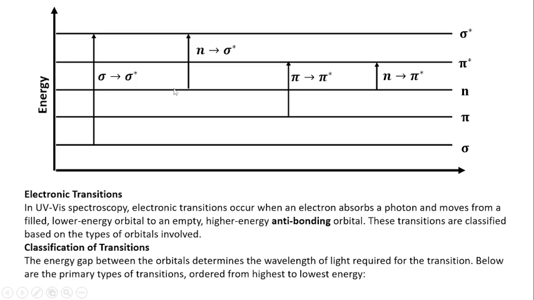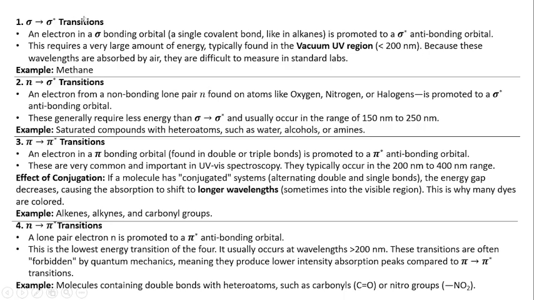The very first transition is sigma to sigma star transition, where the bonding sigma electrons absorb the UV energy and are promoted to the antibonding sigma star orbital. It occurs in the vacuum UV region below 200 nanometers, and it is most common in saturated compounds containing single covalent bonds such as alkanes, for example methane, ethane, propane, etc.